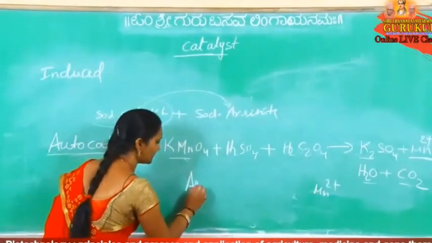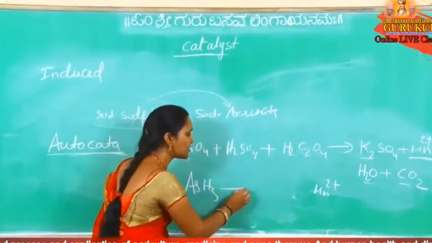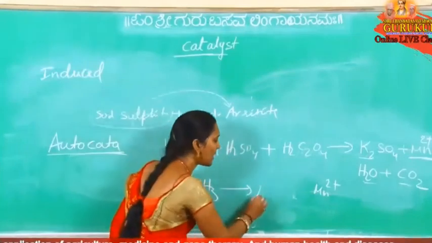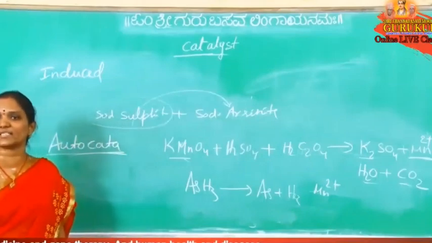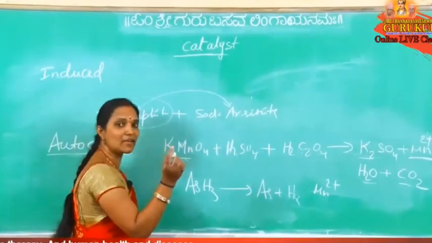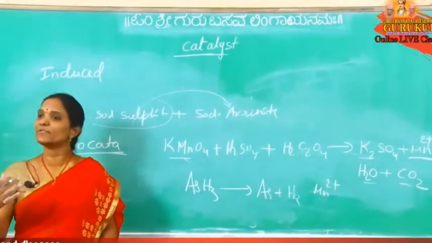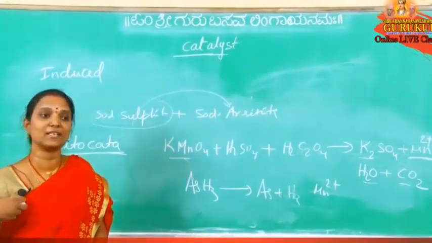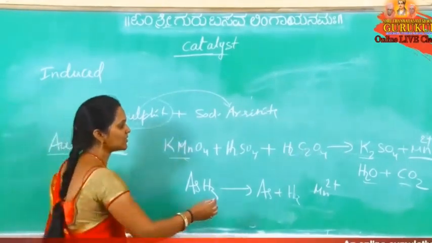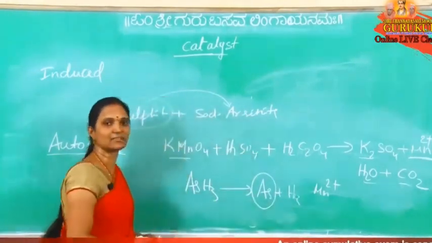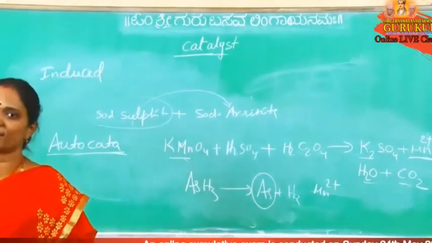Otherwise, AsH3, arsine, on heating decomposes. This decomposition reaction is initially very slow, but after some time the speed of the reaction increases. Why does the speed increase? This is very important in autocatalysis: one of the products acts as a catalyst, not one of the reactants. That would be a wrong answer. So which one acts as the catalyst here? Arsenic. In decomposition of AsH3, arsenic acts as a catalyst.